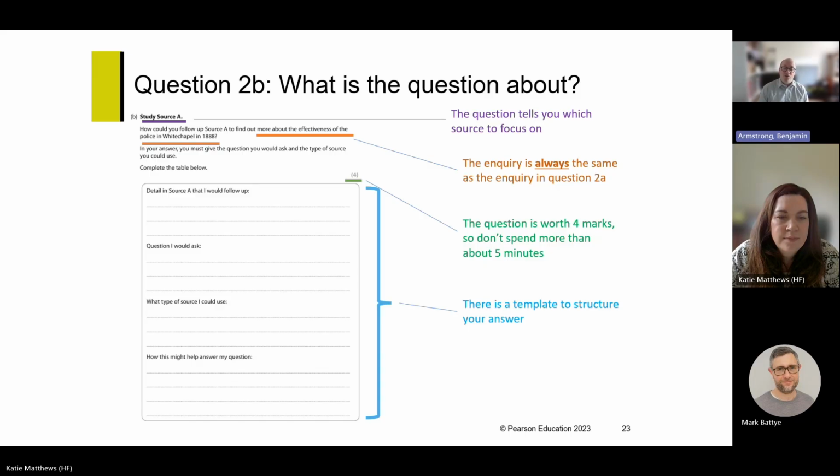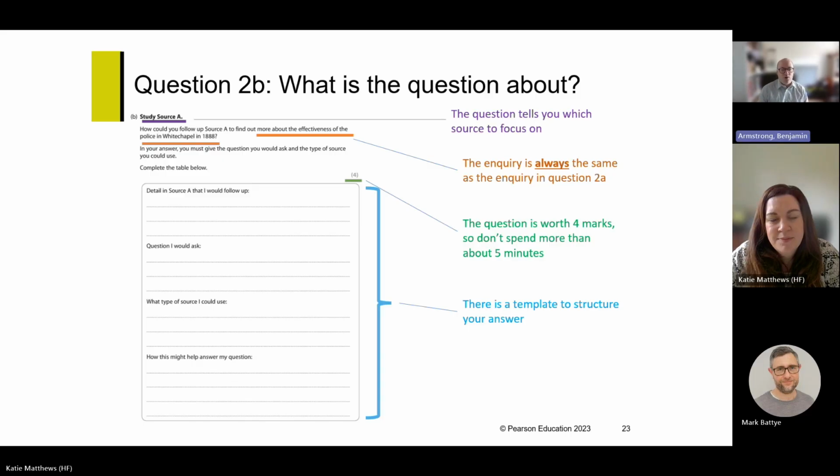Then it asks you for the question you would ask. What would you ask to learn more? Now, just to be clear, it's what would you ask to learn more about the topic in the question. So in this case, the effectiveness of the police in Whitechapel in 1888. It doesn't mean what would you ask to find out if the source is true or not. You've already decided about the usefulness of the source in 2A.